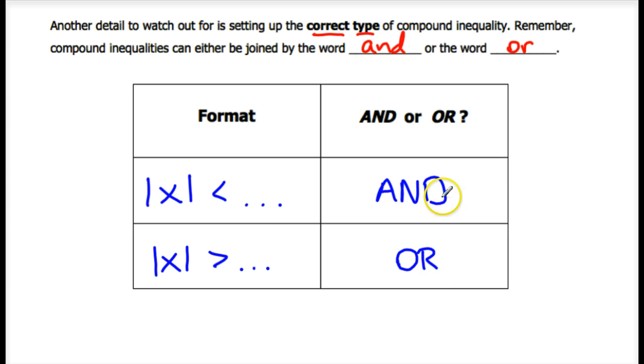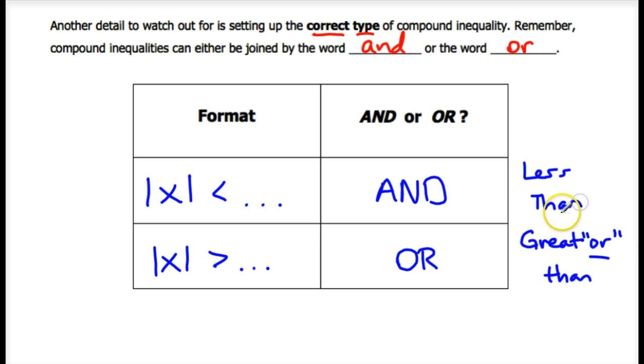The way I remember this is I remember that a greater than sounds kind of like great or than. So if you think of it as great or than, that's going to remind you to use or. And then if you think about less than, if you just emphasize the and part of that, less than, then you'll remember to use and. So less than, great or than is the way I remember which sign to use.